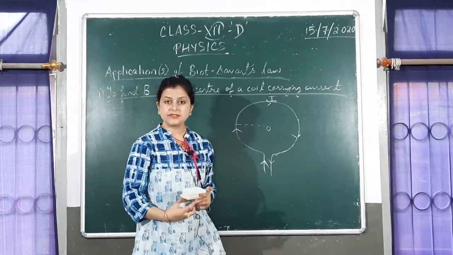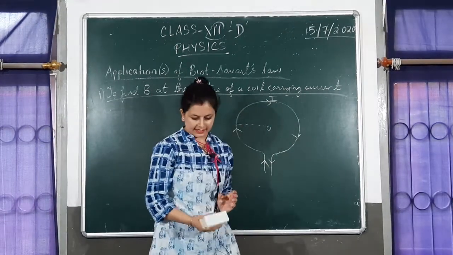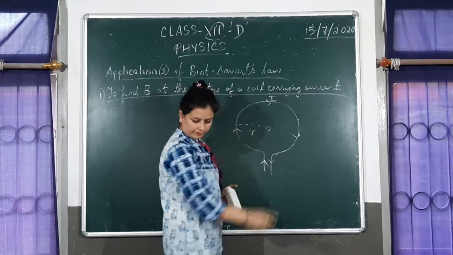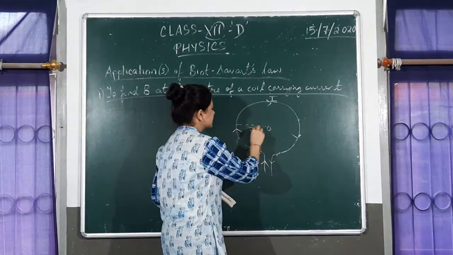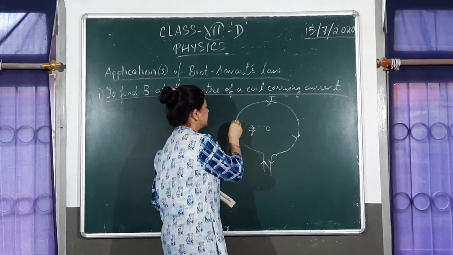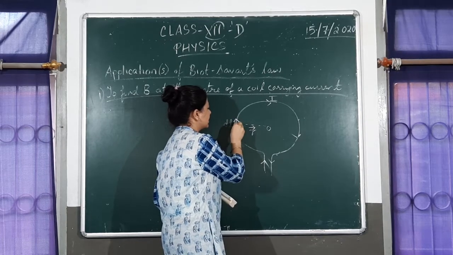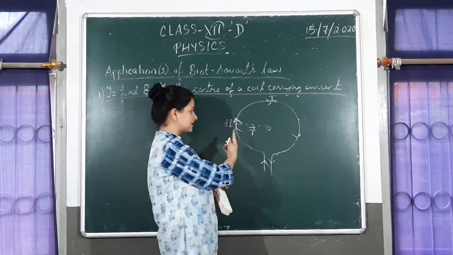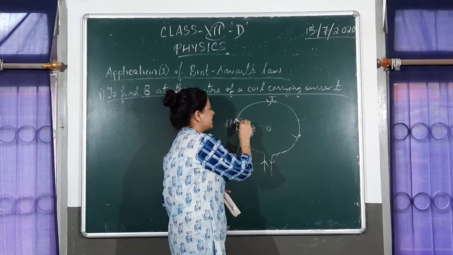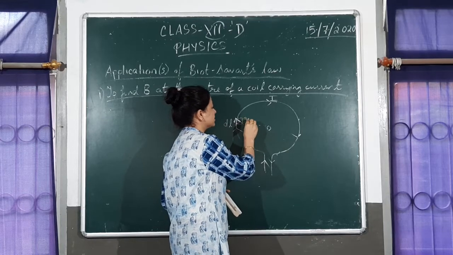Okay, let's start with the derivation now. Let us consider a circular coil of radius r which is carrying current. This also happens to be our position vector for my current element dl. I am taking a small current element somewhere here, looks like a tangent to this circle, right, and this is the radius. So, the angle between r and dl will be equal to 90 degrees.